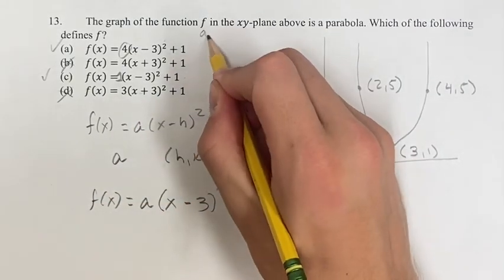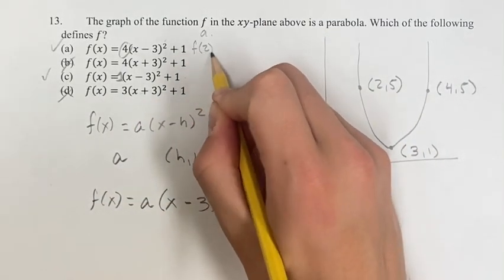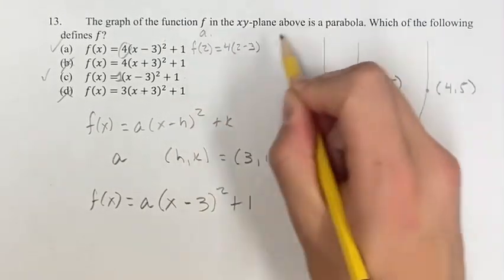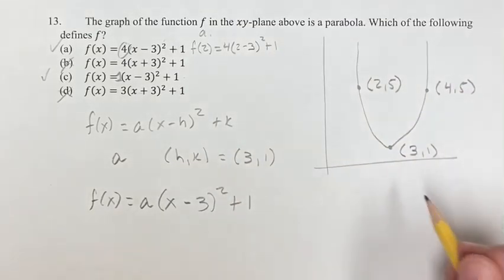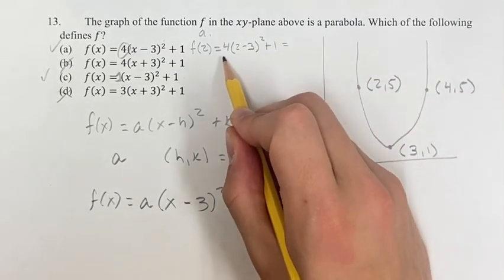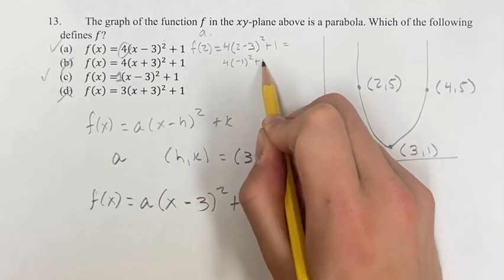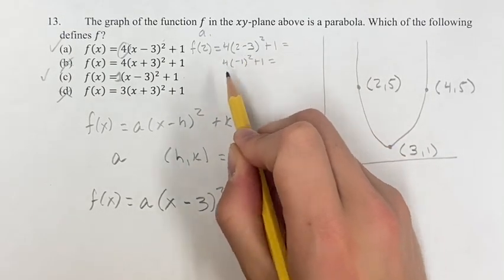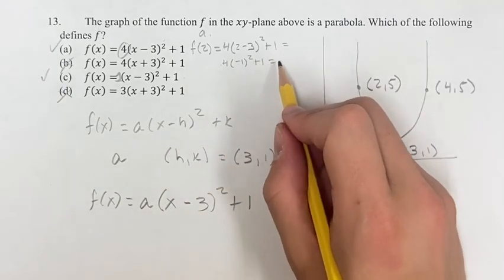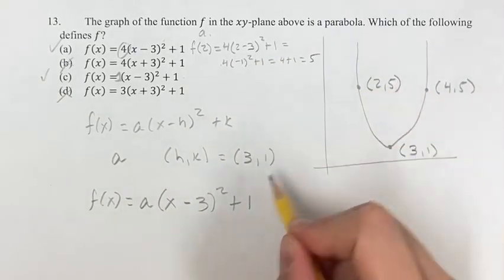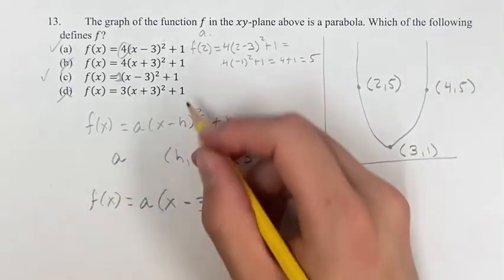So for A, f of 2 is equal to 4 times (2 minus 3) squared plus 1. This is equal to 4 times (2 minus 3 is negative 1) squared plus 1. 4 times negative 1 squared is 4 times 1, plus 1. 4 plus 1 is 5. We do want 5 here. f of 2 is 5, so that checks out.